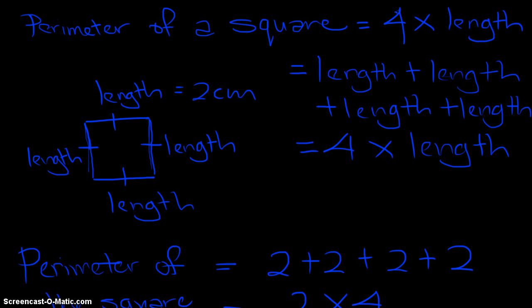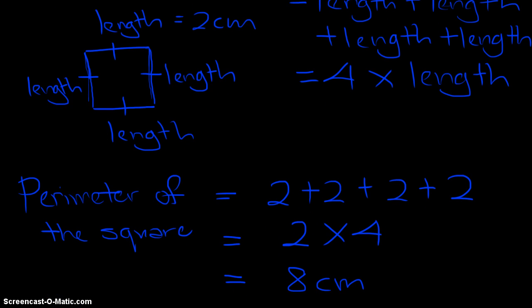So what is the perimeter of a square? The perimeter of a square is 2 plus 2 plus 2 plus 2. Let's say the length is 2 cm. It's simply 2 plus 2 plus 2 plus 2. So this is the perimeter of the square. Remember, perimeter is like the boundary.